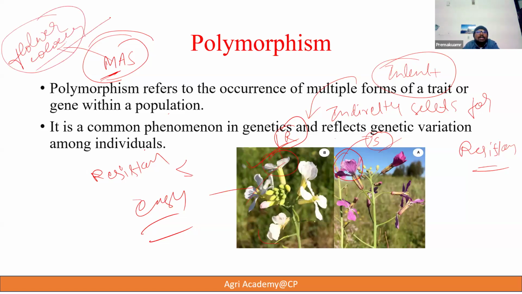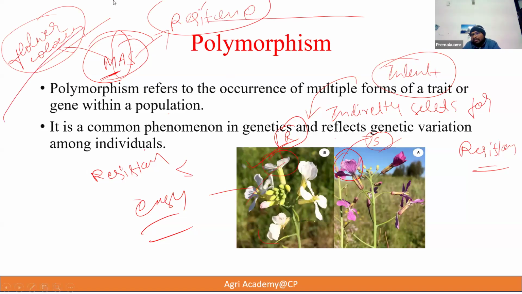Means your flower color aids in the selection of your resistance. So you need not do any inoculation, no need to develop any disease symptoms, direct selection. See how much your life will become easy.